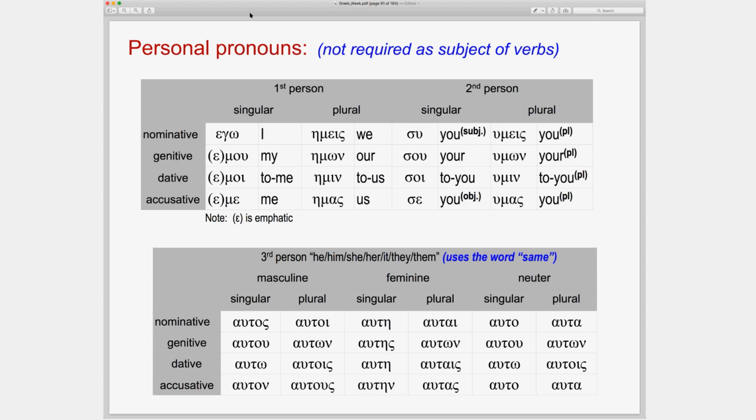Okay, so here's first person and second person. They don't really have a third person. What they'd use is same, auto. We have that in English, like automobile, automatic, autonomous. Auto refers to same. But when we translate it, we normally translate it as the third person personal pronoun.